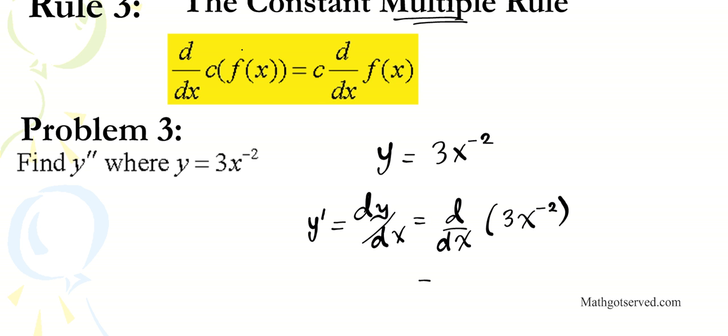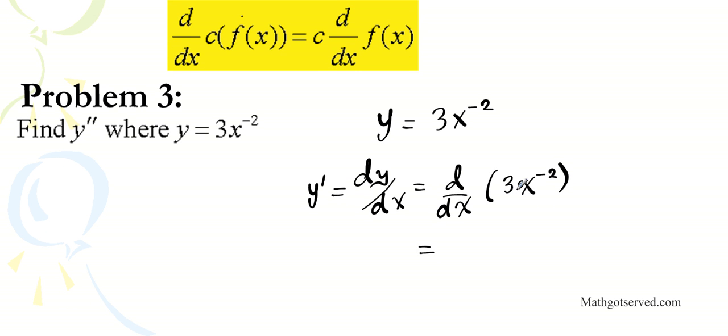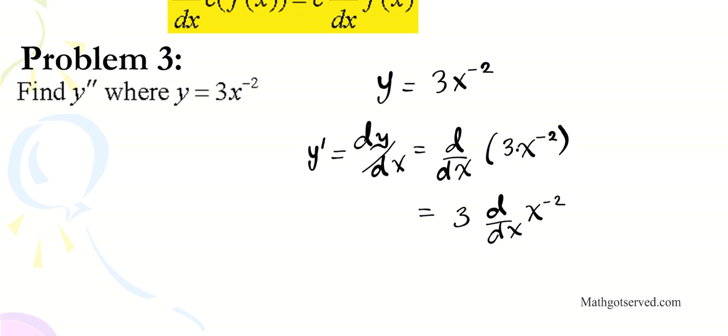So what on earth does that mean in the context of this example? It basically means that you see this 3 here, it is a multiple of this function, this rational function 1 over x squared, x to the negative 2. So I can factor it to the front and write it as 3 times the derivative of the function x to the negative 2. Okay? So this will yield the first derivative. Let's go ahead and compute that.